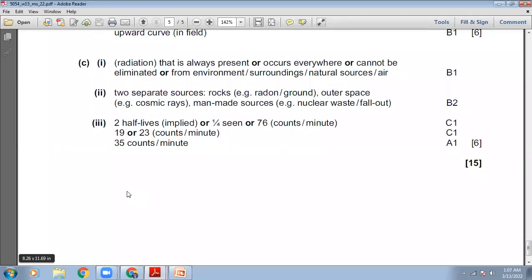So let's have a look at the marking scheme. It says, two half lives employed, 1/4 seen, or 76 counts per minute, 19, 23 counts, and 35 counts per minute is the last and the final answer.